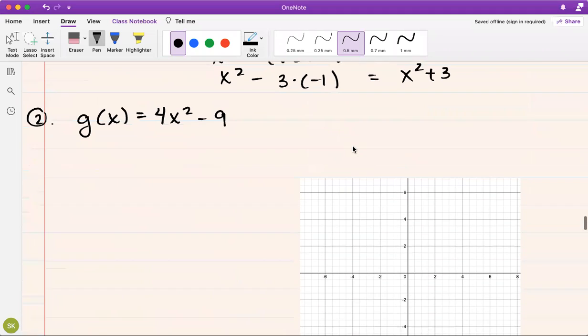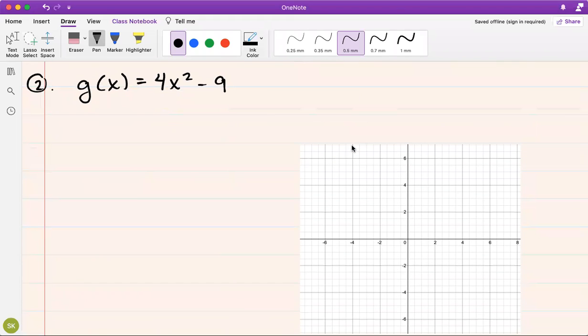Okay, let's move on to the next problem. So I have 4x squared minus 9. I want to find the complex or real roots. I want to determine how many I have, and I want to graph this. So first, to figure out the character of the roots, I'm going to set this equal to 0.